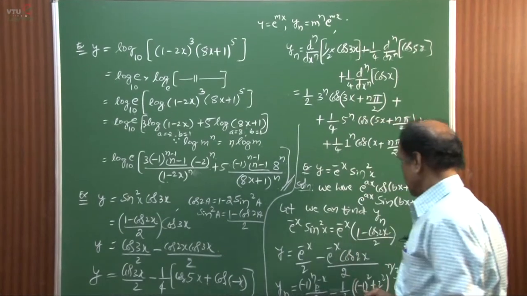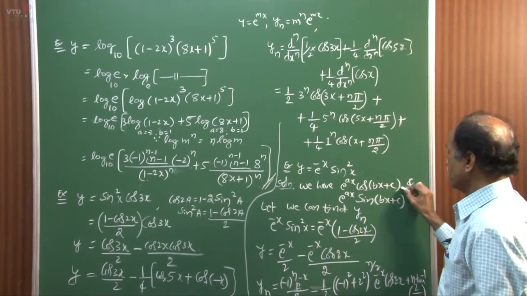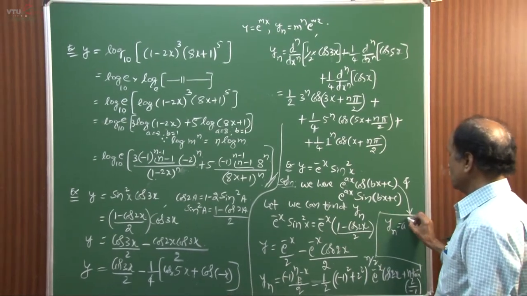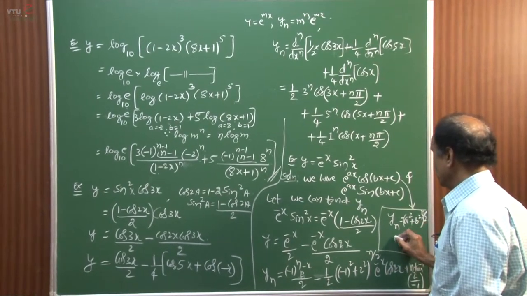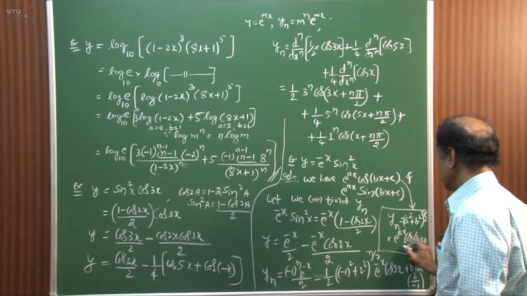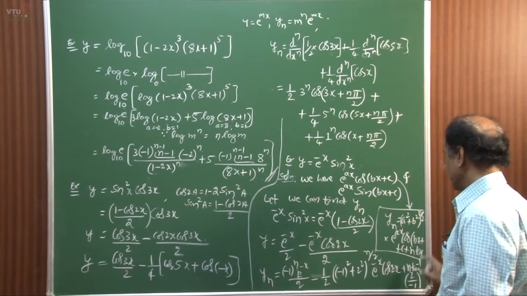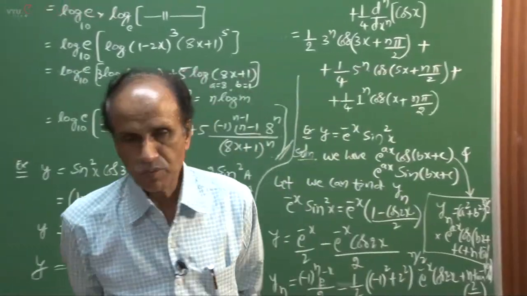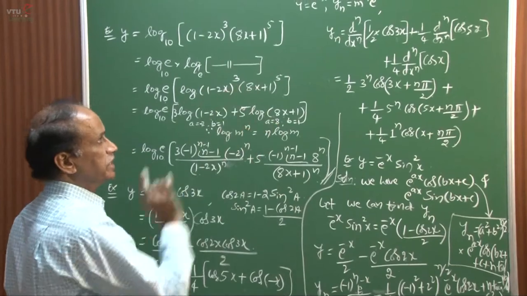And one more is for the product e to the power ax cos bx plus c. For this problem, yn is equal to a square plus b square whole to the power n by 2 into e to the power ax and cos of bx plus c plus n times tan inverse b by a. This is the formula. Already we have derived these formulas in one of the previous discussions. So, two formulas we are using for two independent terms.